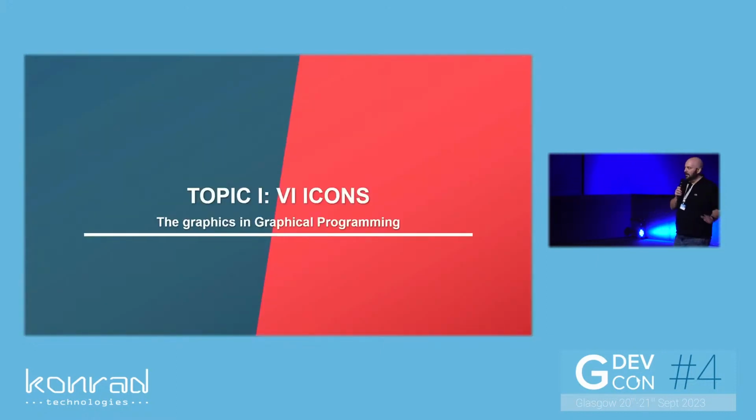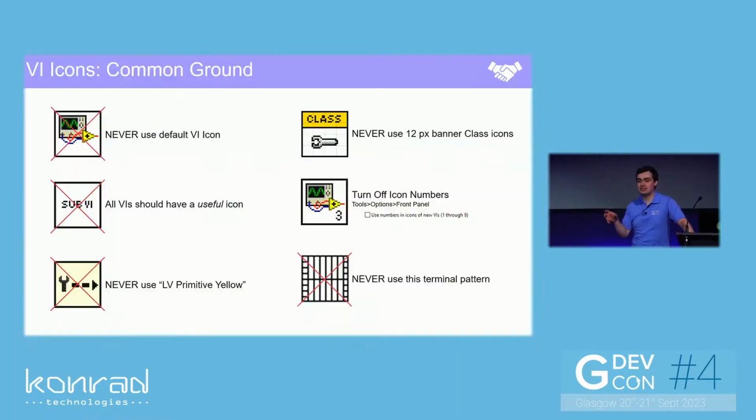All right, so we're going to dive into everyone's favorite topic that Jasper already introduced, but we're going to talk about VI icons, putting the graphics in graphical programming. Yeah, I've had to tear up all my notes based on that presentation. But yeah, there's a couple of things that I think we both agree on. Don't use the default icon. Never. Never. Except for oscilloscopes.